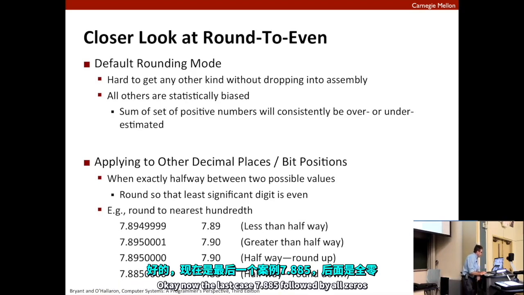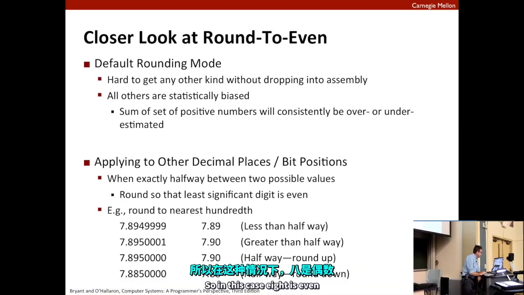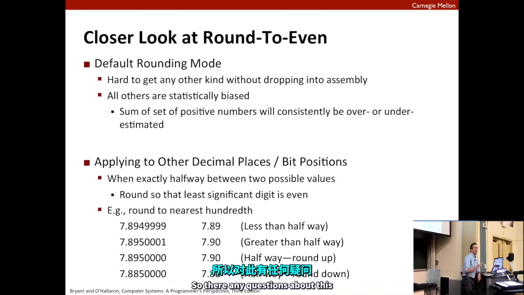Okay, now the last case, 7.885 followed by all zeros, that's another number that's halfway between two numbers rounded to the nearest hundredth. So in this case, 8 is even, so we round down, and to round down we just truncate. Just throw these digits away, and we get 7.88. So are there any questions about this?